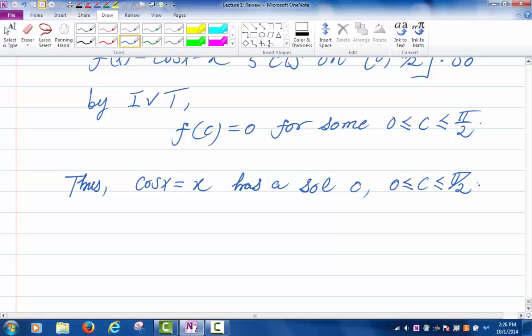Is everybody okay? Should this have another solution? No. The cosine starts at 1, so it looks like 1, and then it looks like this. So if you look at it, when you make that line, it doesn't cross anywhere else. Okay, so that's that.